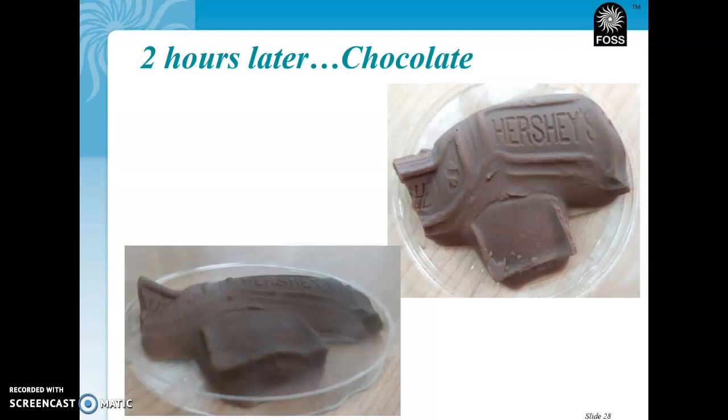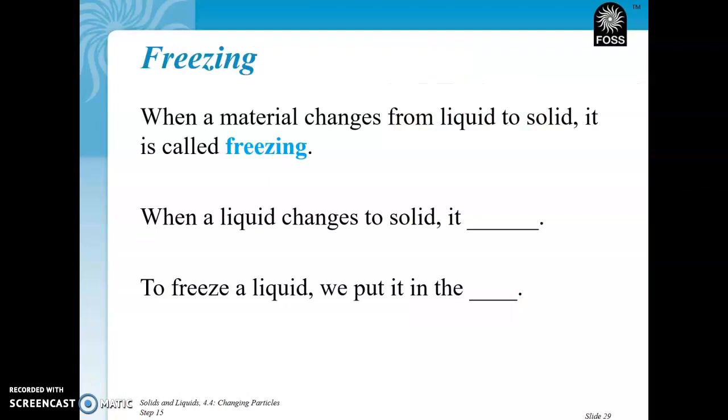And then we had the chocolate. By this time, I was able to pull the chocolate completely out of the cup. No, I didn't eat it. Don't eat your science. But it did solidify, it hardened, but it did not return to its original shape because when we had heated the chocolate, it started to melt. So now when it returned to a solid, it maintained or kept that shape. So when a material changes from liquid to solid, it is called freezing. When a liquid changes to solid, it freezes. And to freeze a liquid, we put it in a cold environment.